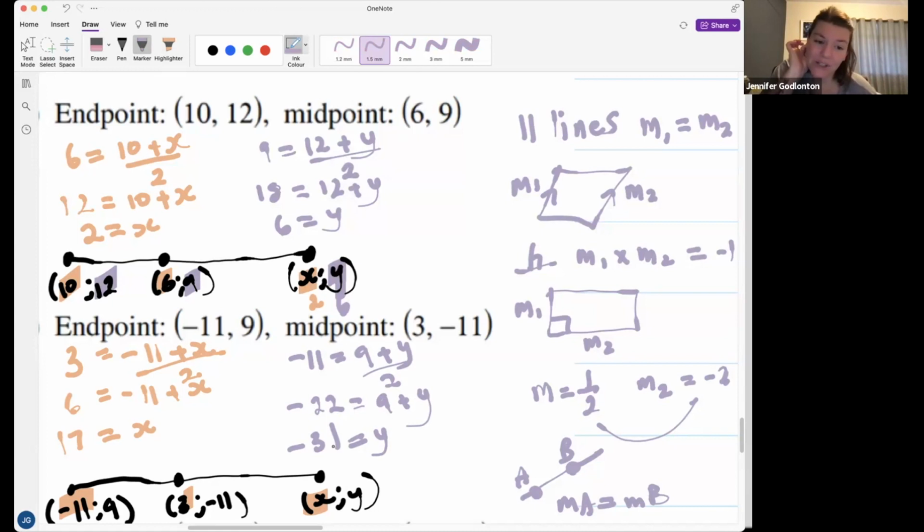Do you want to try another question sort of like this one? Or do you want to do a quick midpoint question? Or do you have any other questions before I give you a quiz link?